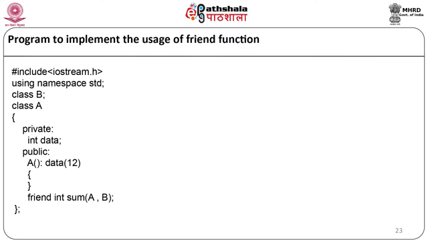Class A, here we are going to declare one data member as private int data. In the public section we are going to have a constructor A(): data(12) {}. Here, instead of giving the value of the variable data inside the constructor, we can write it as A, the name of the constructor, colon, data(12). So the value 12 is assigned to the variable data. Then we are going to have a friend declaration as friend int sum(A, B). Now our class A ends.